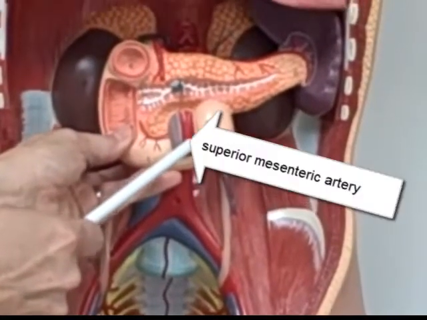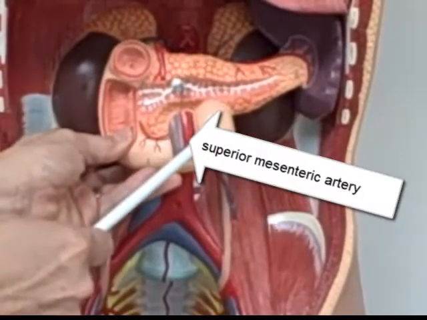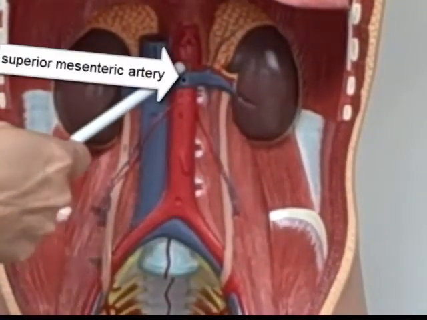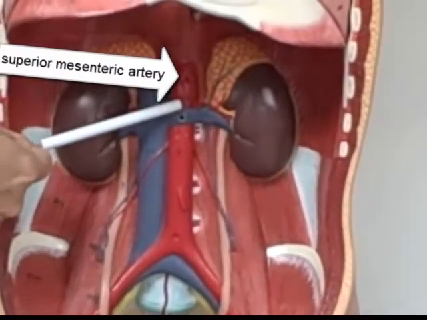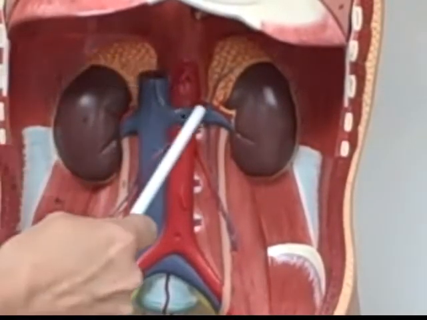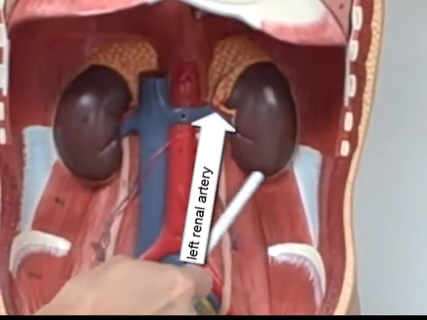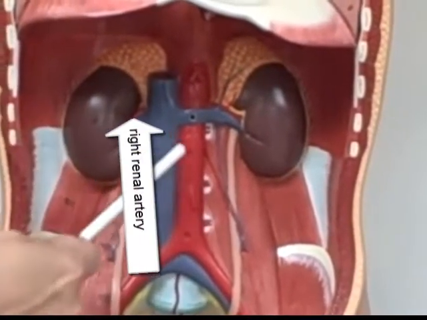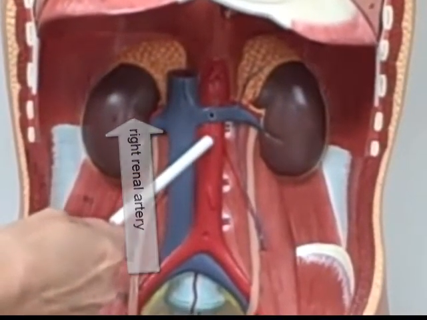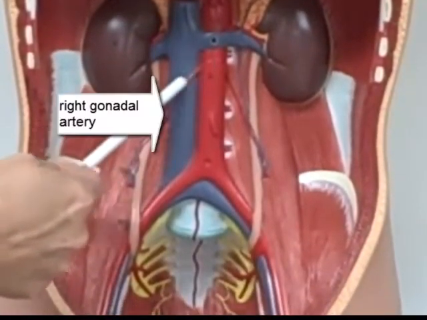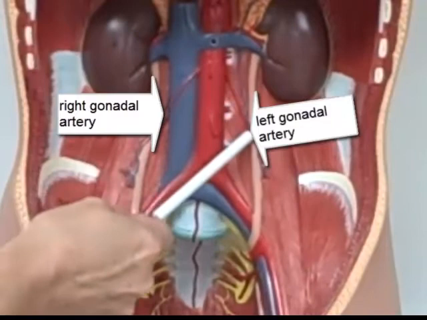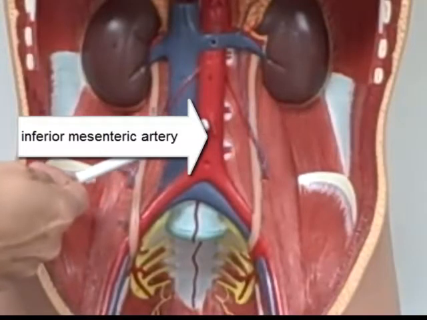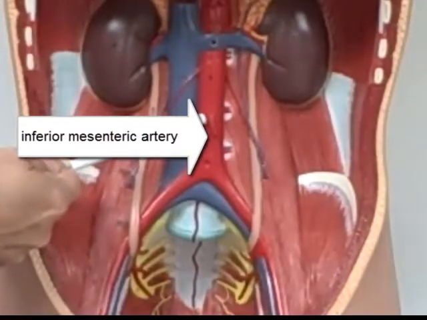And parallel to this, we see the superior mesenteric artery. We can see the exit of the superior mesenteric artery also directly here from the aorta. So this is the exit of the superior mesenteric artery. And then on the side, the left renal artery for the left kidney, and we have the right renal artery for the right kidney. Going inferior now in the aorta, the next branching off is the right gonadal and the left gonadal artery. And then further down we find the inferior mesenteric artery supplying blood to the lower area of the digestive system.